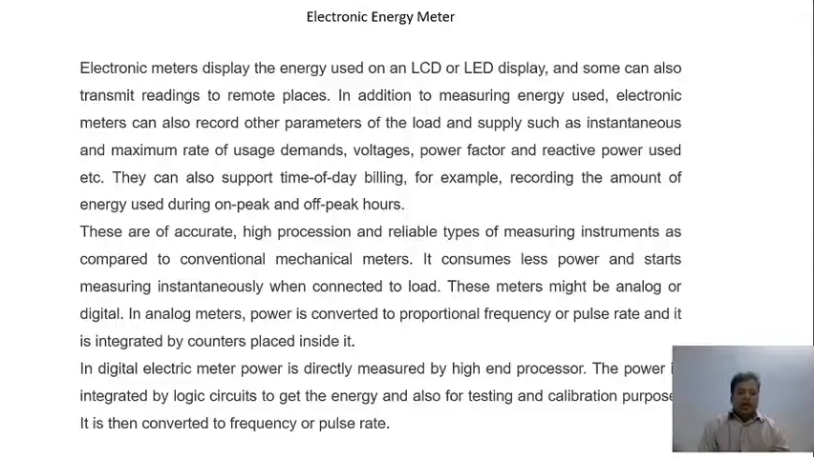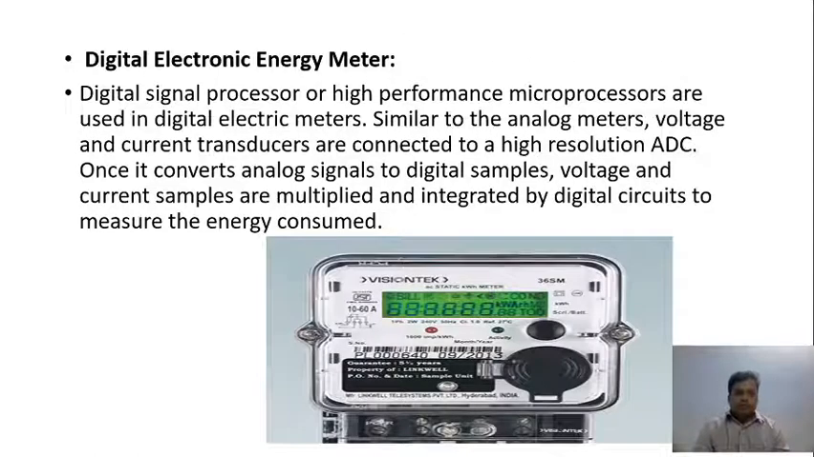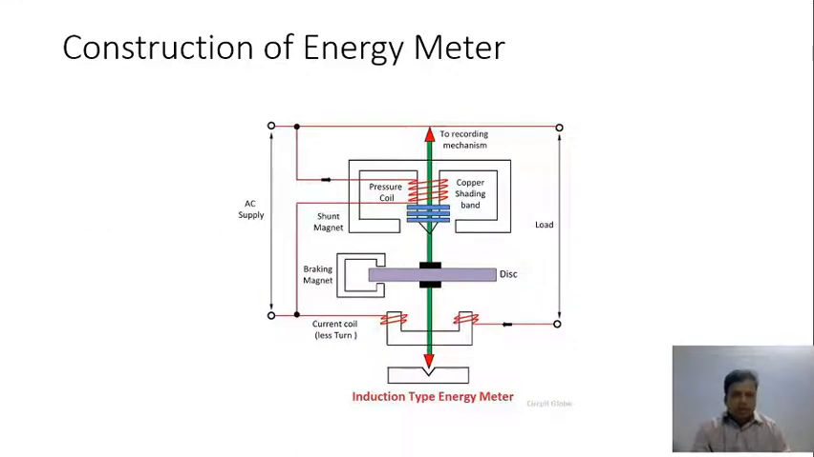In a digital electric meter, power is directly measured by a high-end processor. The power is integrated by logic circuits to get the energy and also for testing the calibration purpose. It is then converted to frequency or pulse rate. This is the digital electronic energy meter. Here digital signal processors or high performance microprocessors are used in digital electric meters, similar to analog meters. Voltage and current transducers are connected to a high resolution A to D converter. Once it converts the analog signal to digital samples, voltage and current samples are multiplied and integrated with digital circuits to measure the energy consumed.